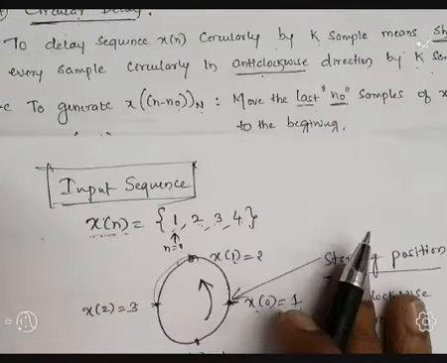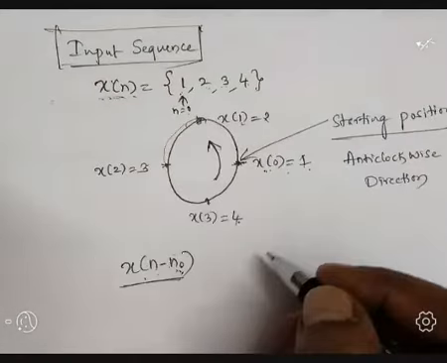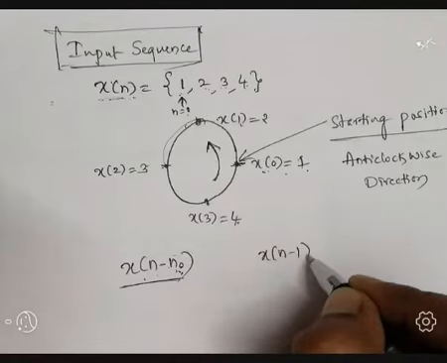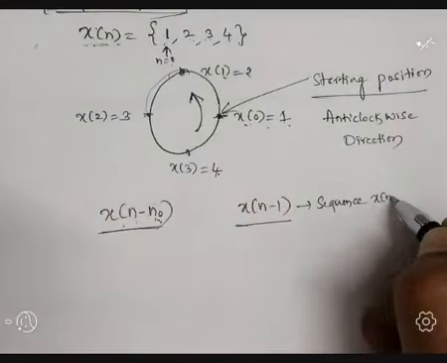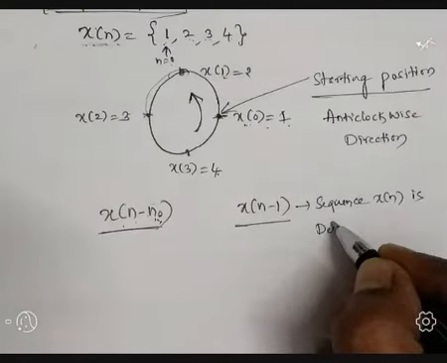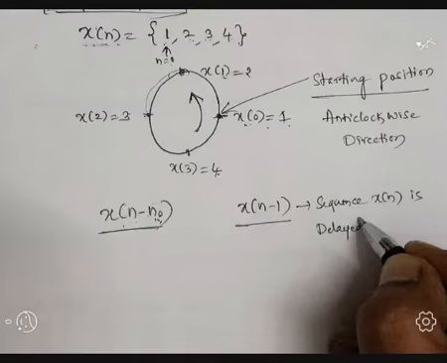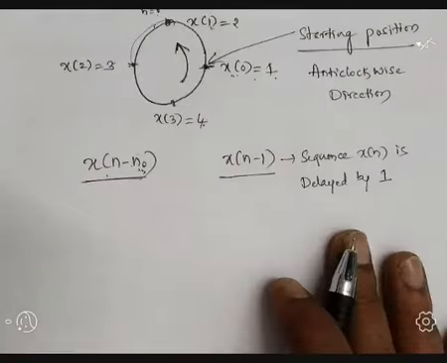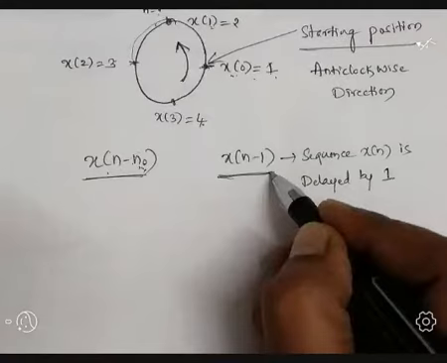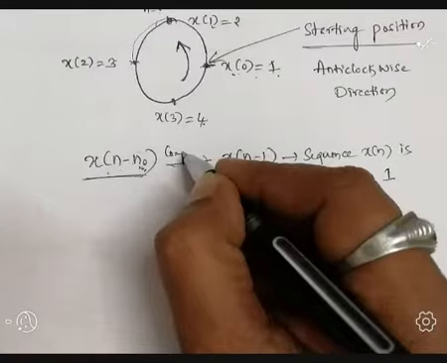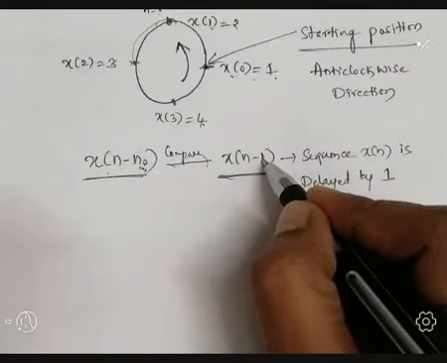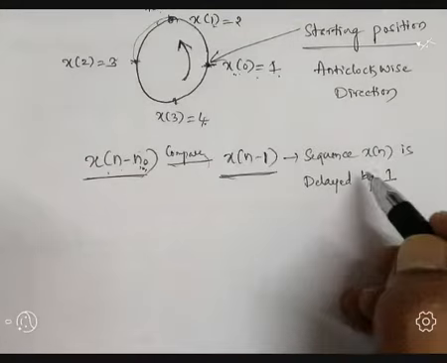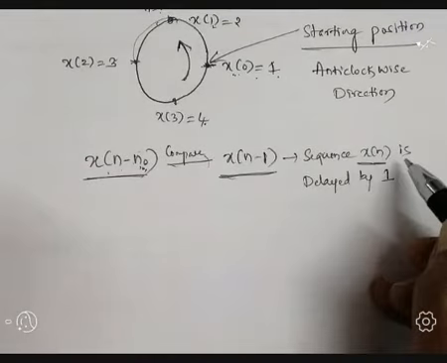So as per the statement, I am going to perform x of n minus 1. x of n minus 1 means the sequence x of n is delayed by one sample. In place of n naught, 1 is there. So the sequence x of n is delayed by 1 sample.